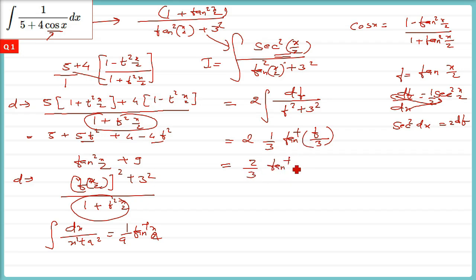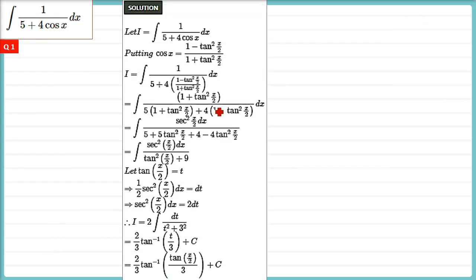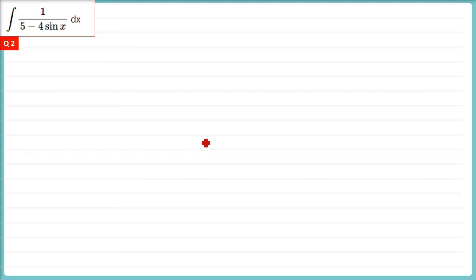So tan inverse, what is t here? t was tan x by 2. So let's write tan x by 2 here, and 3 in the denominator, divided by 3, plus the constant of integration. So let me show you the result here. This is the stepwise solution process of the question we have seen, and you need to follow this kind of process. All these English and symbols have to be written.